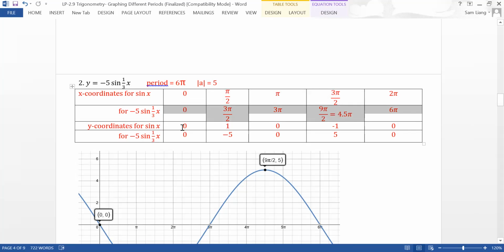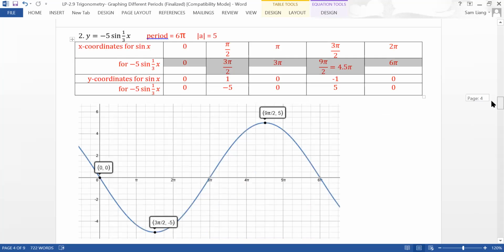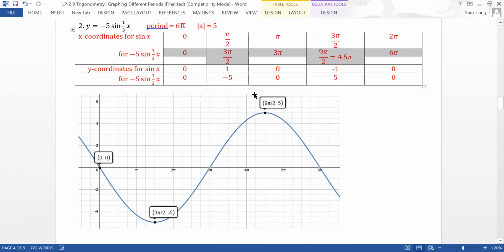And then for the y coordinates, the next row is the same, 0, 1, 0, negative 1, 0 for sine. And then here we're going to multiply by negative 5. Okay, so it'll be 0, negative 5, 0, positive 5, and 0. But yeah, the first coordinate we plot is 0, 0. Then we have 3 pi over 2, negative 5 here. Then 3 pi, 0. Then 9 pi over 2, or 4.5 pi, 5. And lastly, 6 pi, 0.